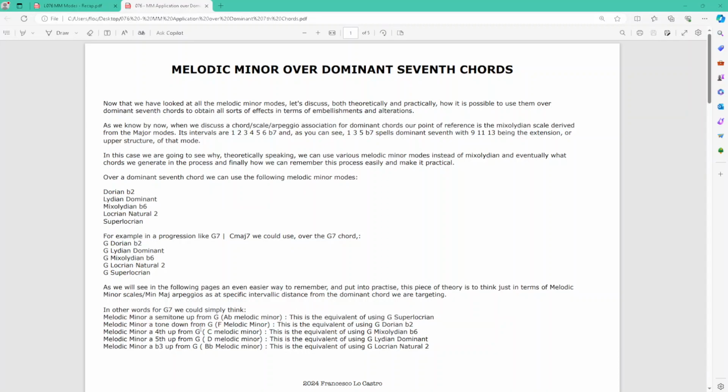Melodic minor a tone down from G, that's F melodic minor. This is the equivalent of using G Dorian flat 2. Melodic minor a fourth up from G, so C melodic minor, and this is the equivalent of using G Mixolydian flat 6. Melodic minor a fifth up from G, so D melodic minor, and this is the equivalent of using G Lydian dominant. Melodic minor a flat 3 up from G, so B flat melodic minor, and this is the equivalent of using G Locrian natural 2.